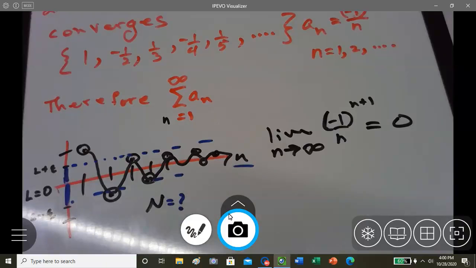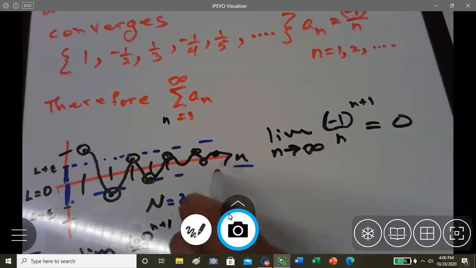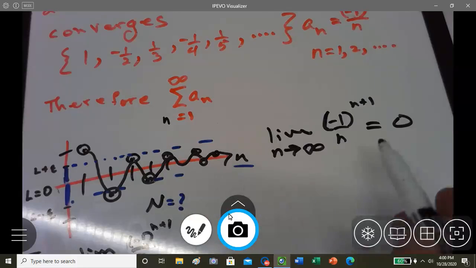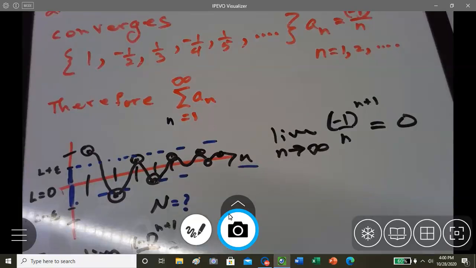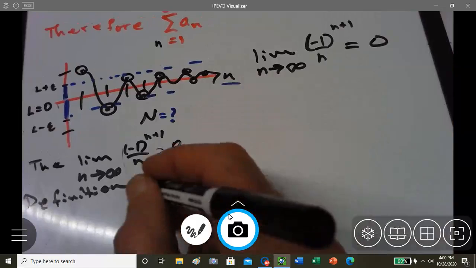So from that, our proof is that the limit as n approaches infinity of a sub n, which is (-1)^(n+1) over n, we're saying that equals 0, if and only if, first we have to define our definition, we have to define what we're going to prove here.